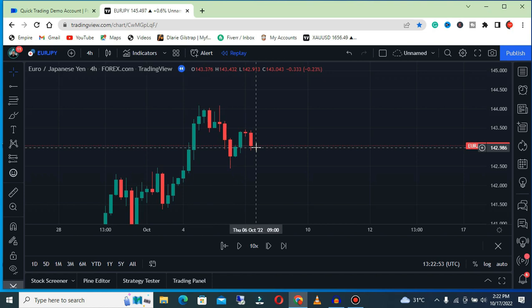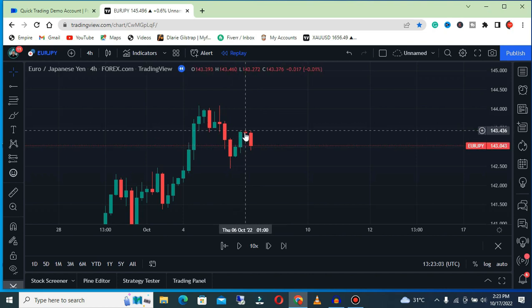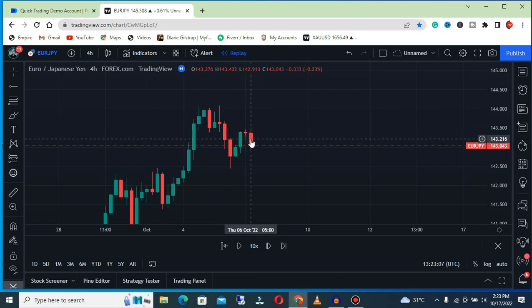So how do you find that this is actually an evening star? The first candle right here is a bullish candle, of course, and the small middle candle right there we call a doji candle, and this candle here is a bearish candle. So when you find a form like this, it indicates that it's an evening star.